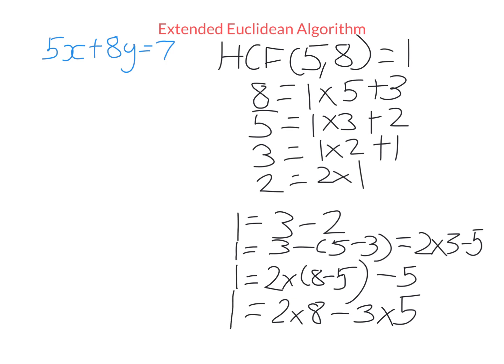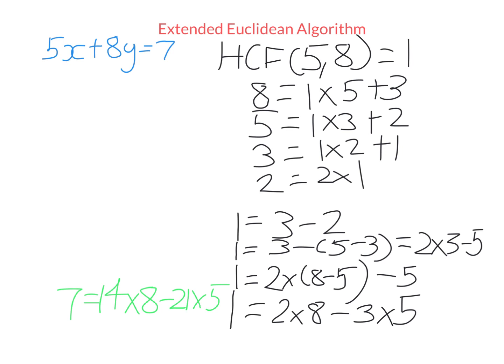So how do we make 5x plus 8y equals 7? All I need to do is multiply everything by 7. I multiply 1 by 7. So multiplying this by 7, 2 times 8 multiplied by 7 just gives me 14 times 8. And then I multiply 3 times 5 by 7. So I have solved the equation here. 7 is equal to 14 times 8 minus 21 times 5. So a solution to this equation is y equals 14, x equals negative 21.